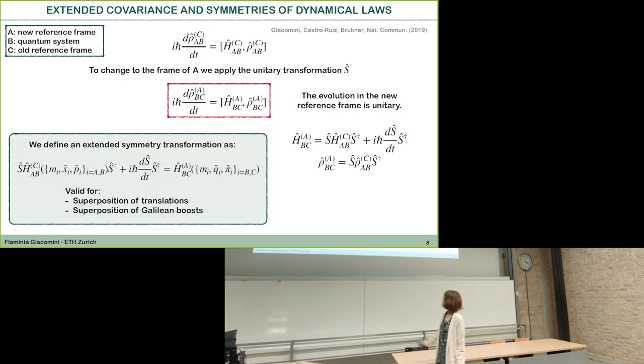But now, it turns out that we can define a notion that is an extended symmetry transformation in such a way that if we have initially a Hamiltonian of A and B from the perspective of C that depends on mass, position, and momentum of systems A and B, then we can come up with quantum reference frame transformations such that the functional form is the same, but all labels A are swapped to label C. And in particular, we came up with some transformations that are superposition of translations and superposition of Galilean boosts that I do not have time to show you, but we can talk about it later.